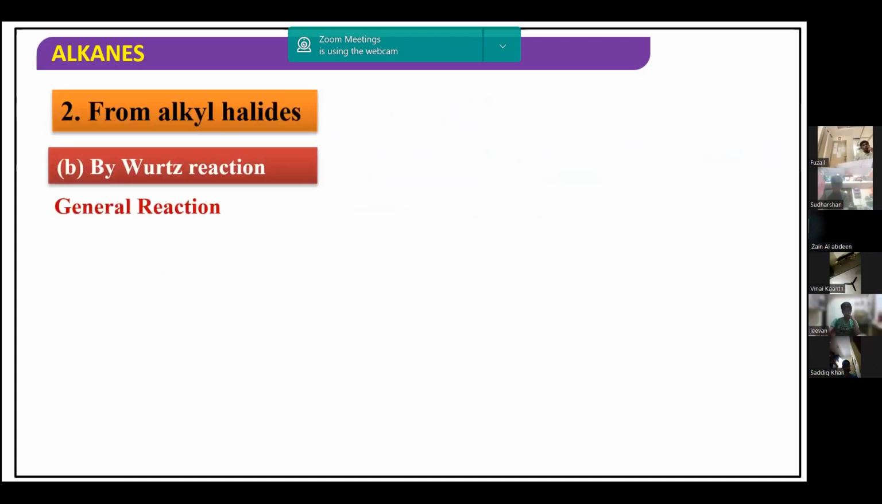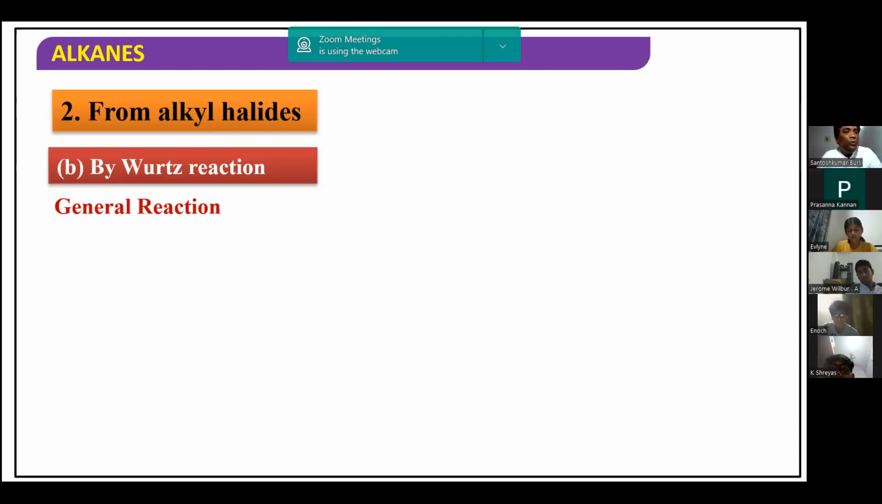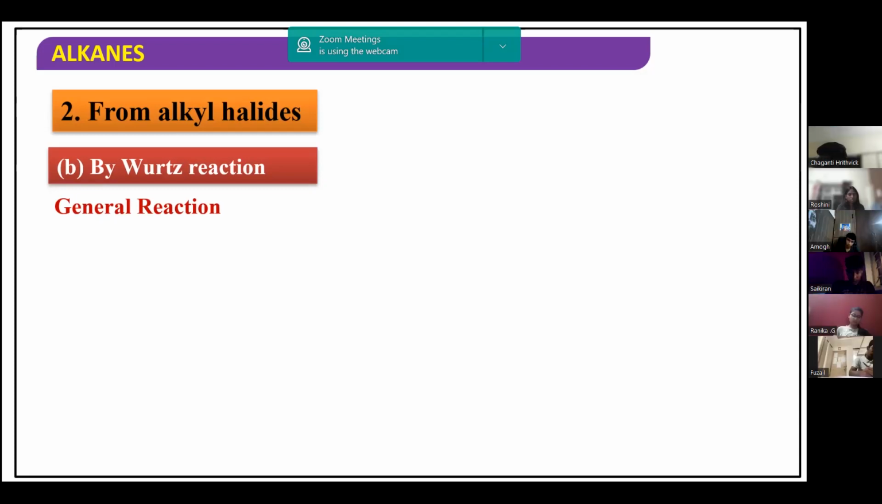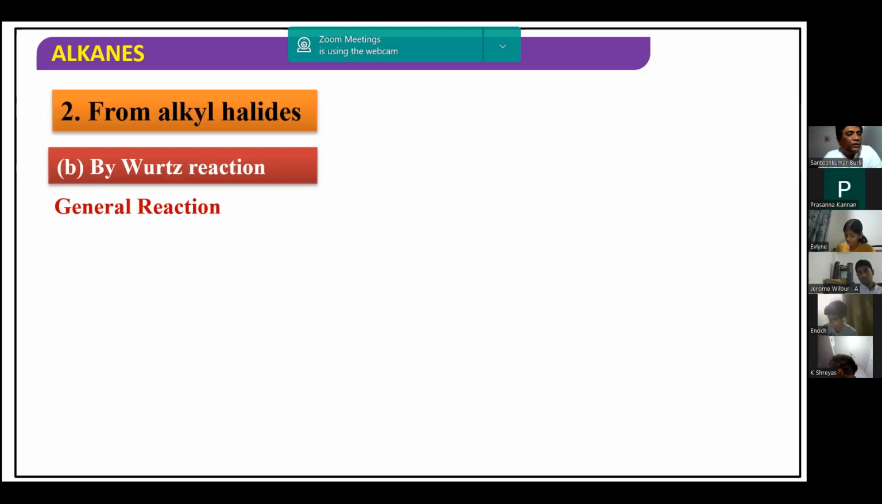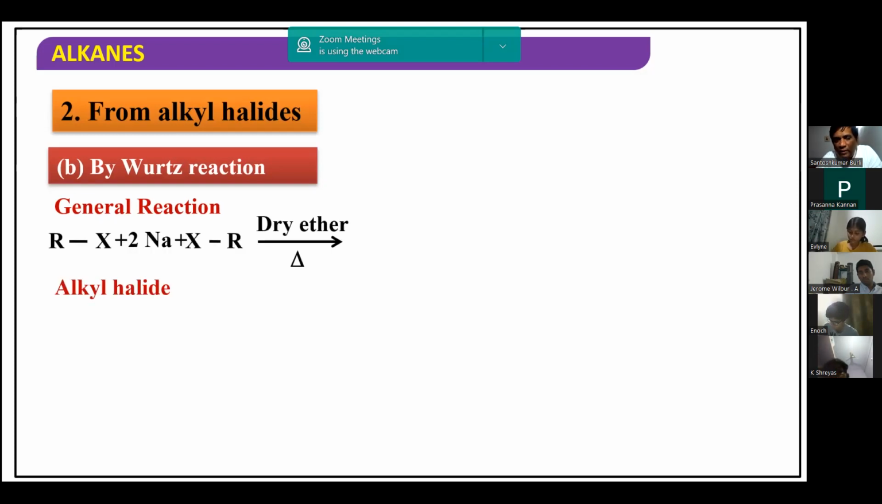Another important reaction is Wood's reaction. So Wood's reaction is nothing but the conversion of alkyl halide into alkanes by reacting with sodium in dry ether. Very, very important to understand. I'll just show you the general reaction. See, if you use the same alkyl halide here, 2 moles of alkyl halide, 1 mole here and 1 mole here, these 2 moles of alkyl halide, this is RX, this is also RX. So you can remove this NaX here.